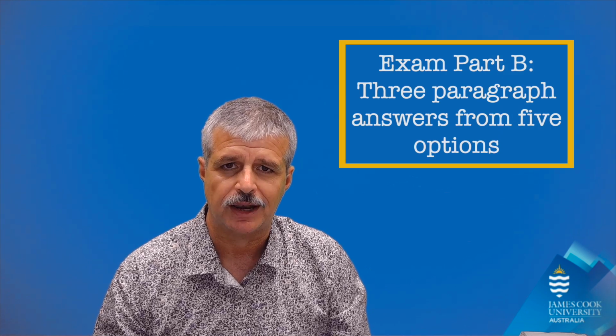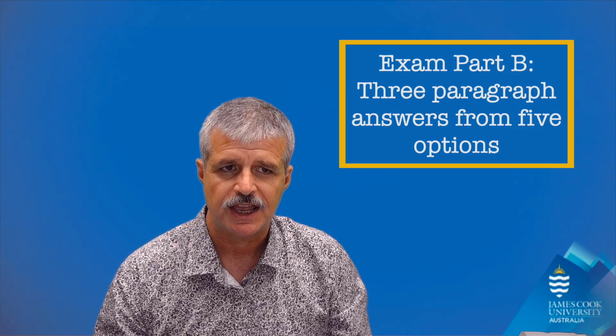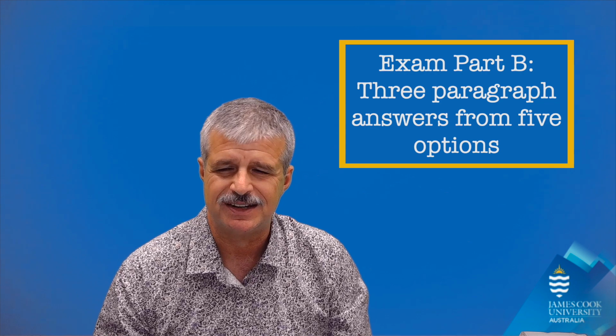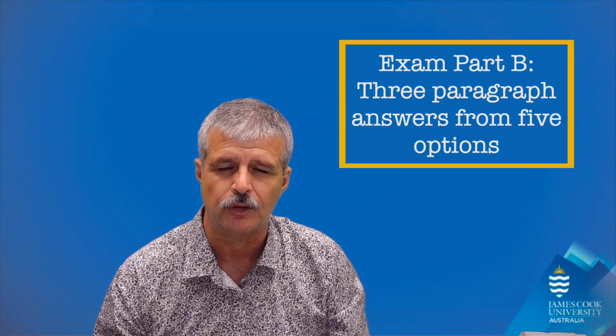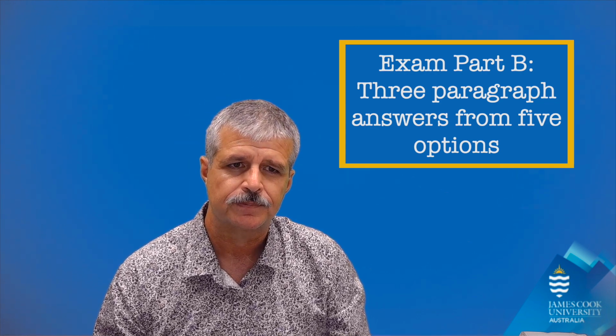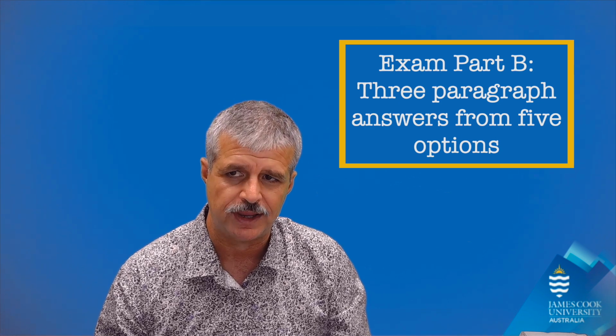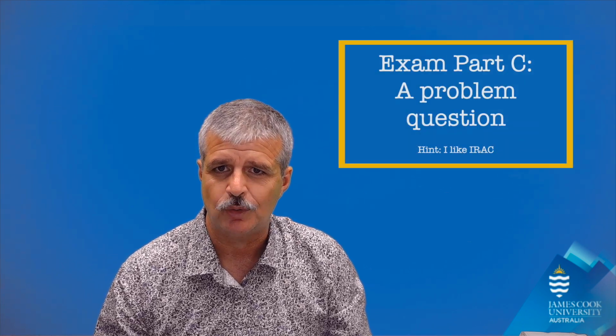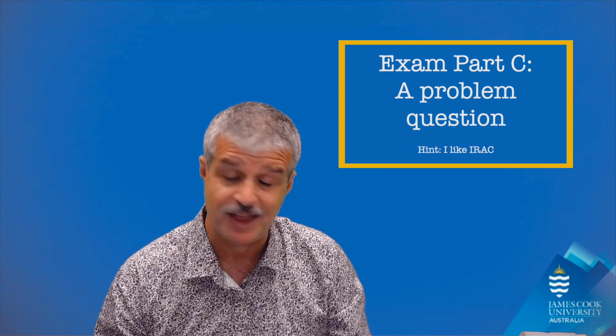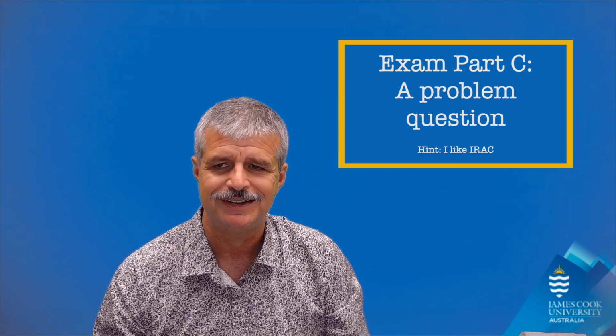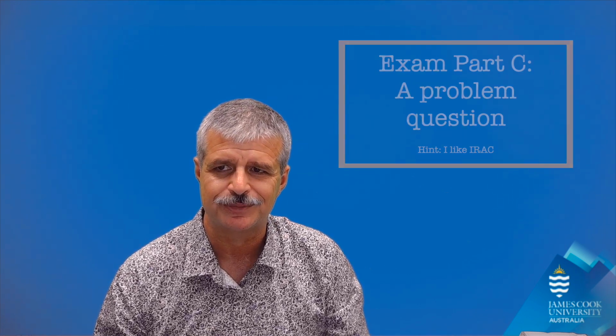Part B will consist of 5 slightly more complicated questions, each of which can be adequately answered in about 150 words or so, including authorities. You'll be required to answer 3 out of those 5 questions, and each of your answers will be worth a maximum of 5 marks. Part C will be a problem question like every other problem question you've ever done, and it'll be worth 15 marks.